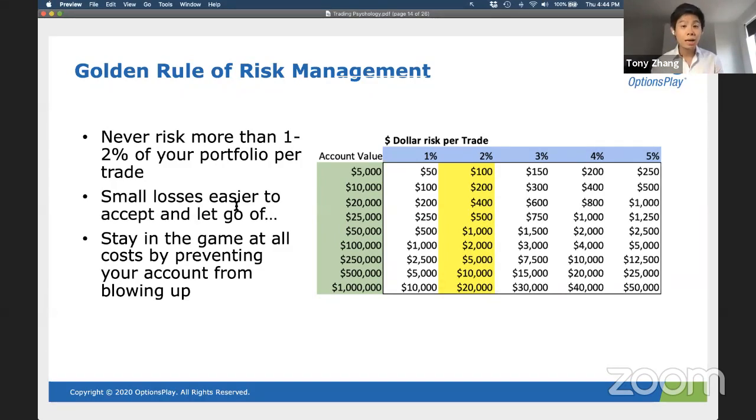So options already have this embedded risk management function built into it, but nothing stops you from buying 1,000 contracts of a call option that costs $2, right? And you can potentially lose a lot more. So it comes down to how many contracts you purchase. So you have to do that math yourself, and I will show you how OptionsPlay will help you do that math on the platform itself. But the second reason that you want to trade small is because smaller losses are much easier to accept and let go of.